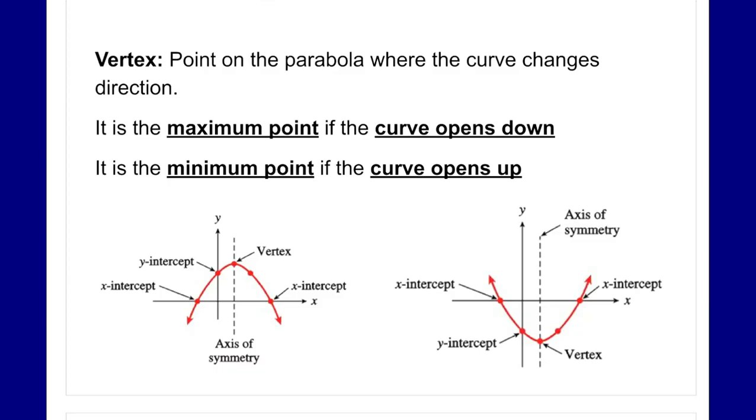If the vertex is at the top, because it is curving down like here, that is our maximum point. So our vertex could be our maximum point. And if it opens up like on the right, this vertex is our minimum point. So it could be one of two things. It just depends on what type of quadratic relation we're dealing with.